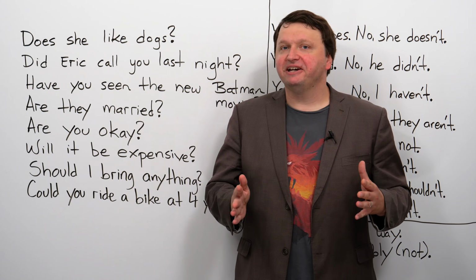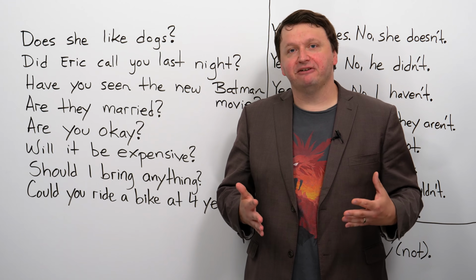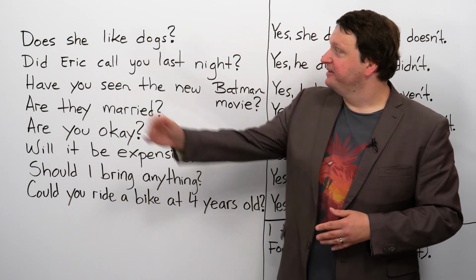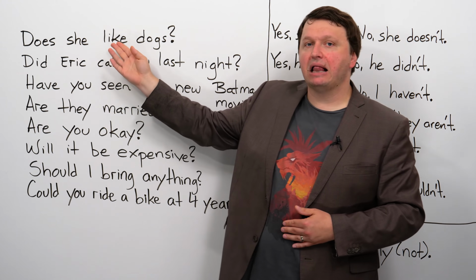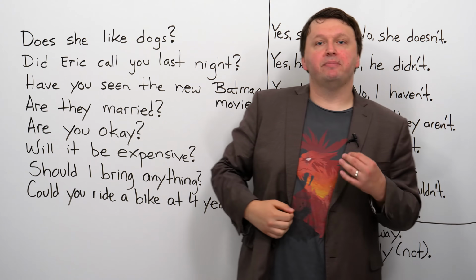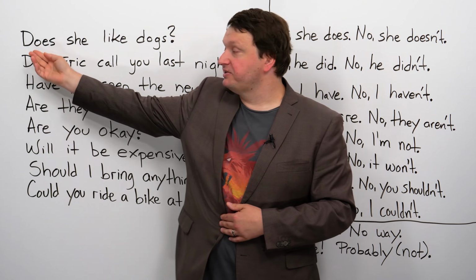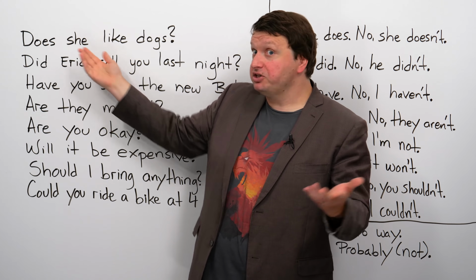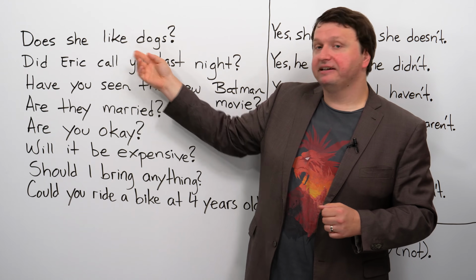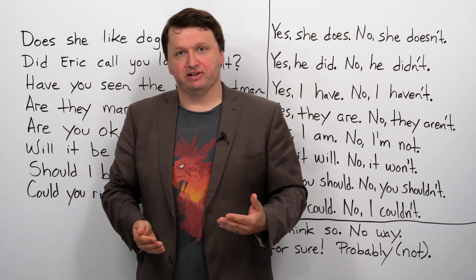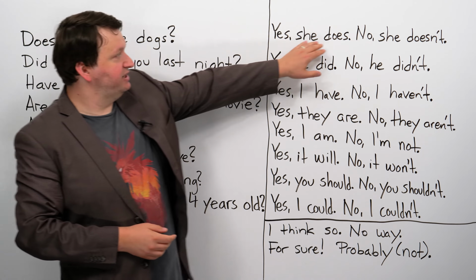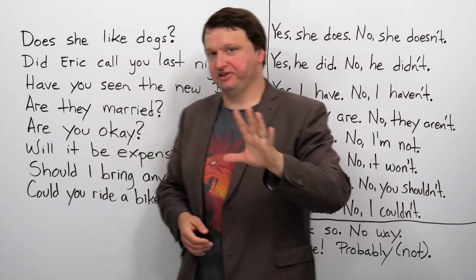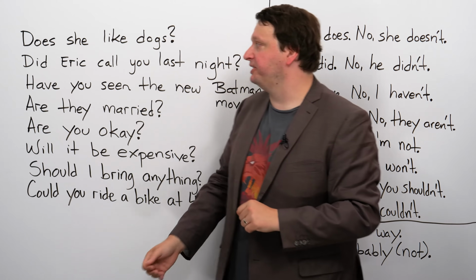We have a variety of questions using a variety of tenses and a variety of auxiliary verbs. So, number one, does she like dogs? This is a present simple question. You have the auxiliary verb does. We use does because she does. Does she like dogs? Now, to answer this question, very simple. Yes, she does, or no, she doesn't. Okay, just follow me. Let's do one more, then I'll explain the trick.